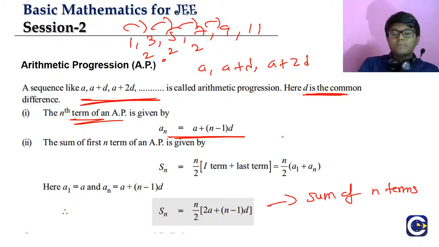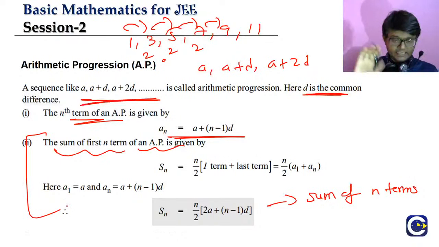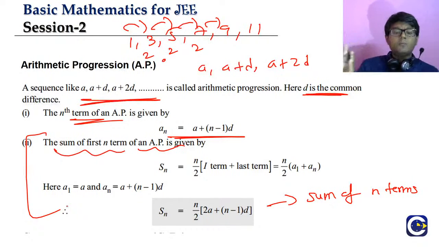The other thing is the sum of n terms of an arithmetic progression. This is what will be important for us in terms of solving questions, mostly in physics. You will not have this kind of thing applied in chemistry. Maybe a couple of problems, not sure, but we'll definitely have questions in physics where we use this sum of n terms formula.